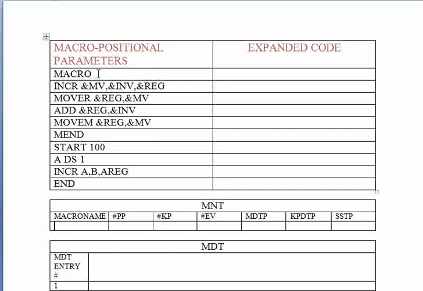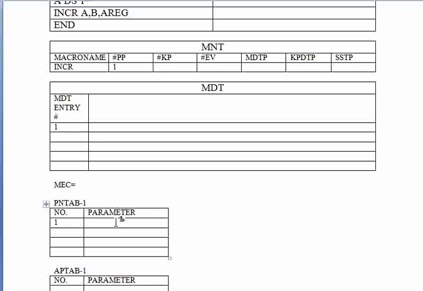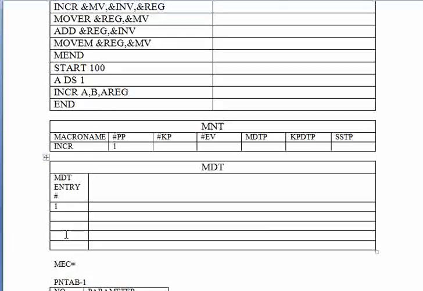The macro processor sees the keyword macro. When it sees the keyword macro, it understands that the first word following this keyword happens to be the name of the macro, so an entry is made in this macro name table. Next, it looks at the first parameter, which is a positional parameter, so it increments #pp by 1 and makes an entry into this parameter name table, saying that I found a parameter and the name of that parameter happens to be MV. Then it increments the pointer by 1.